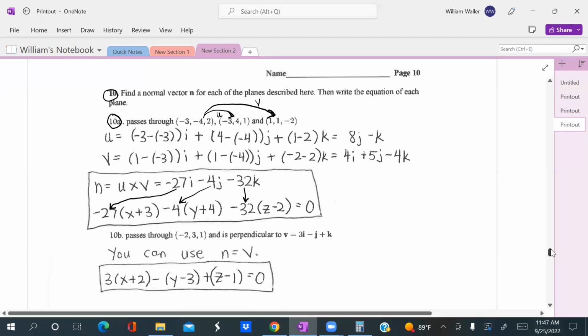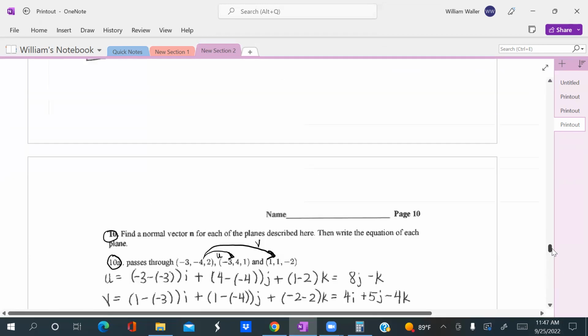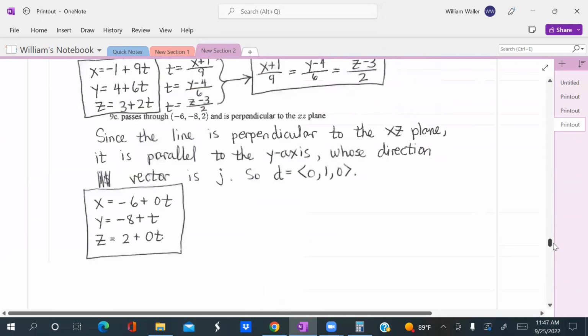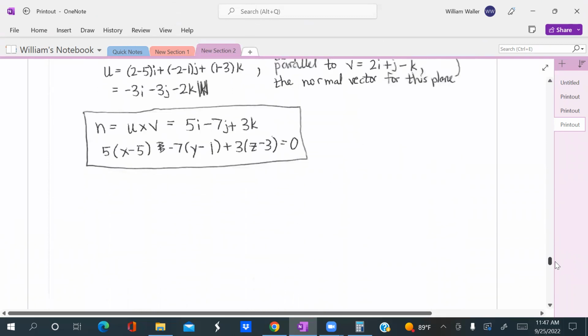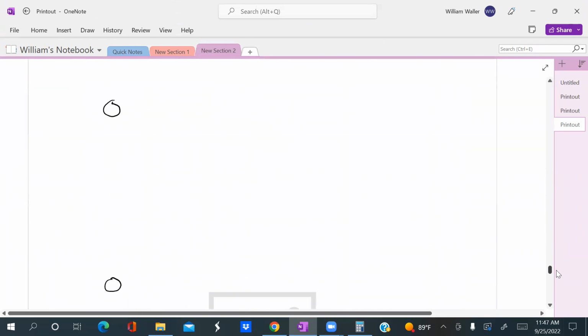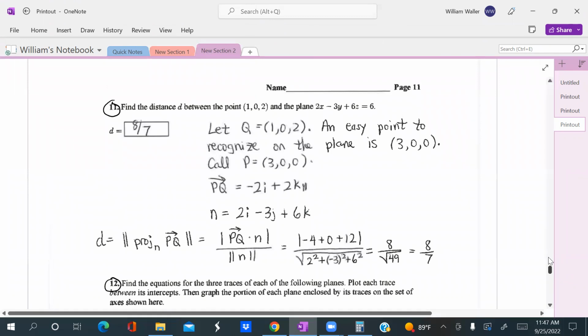Now, there are a couple of other problems on the sample test that I wanted to look at, but we're going to do them in class on Monday, because we haven't talked about this yet in class, so I don't want to do it on the sample test yet. One of them is problem 11: how do you find the distance between a point and a plane? That means the shortest distance.